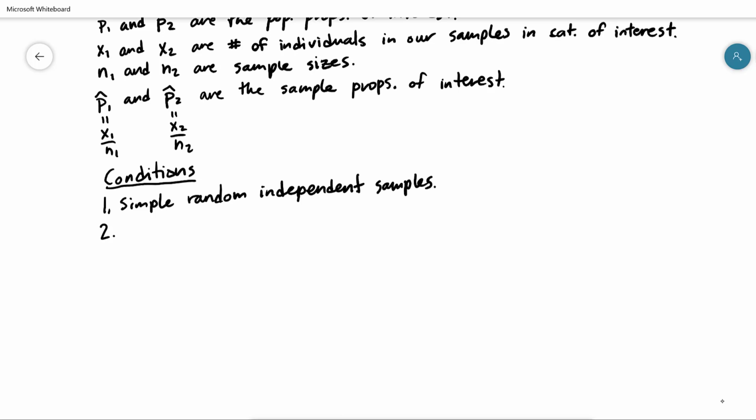The second one is that each of the 2 populations that we're studying need to be 20 times larger than our sample. So our 2 samples each need to be less than 5% of the total populations. So each population must be, let's write it this way, each population at least 20 times larger than each sample.